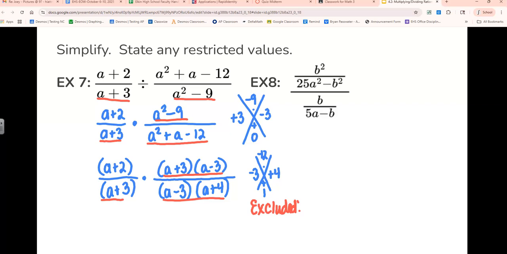We don't do that for anything else except for division, because we can't have 0 in the denominator at any point. So we will get a equals negative 3. Right here, that would be another a equals negative 3, so we don't have to list it twice. Here we would get a equals positive 3. Here, another a equals positive 3. You don't have to list it twice. And then we get a equals negative 4.